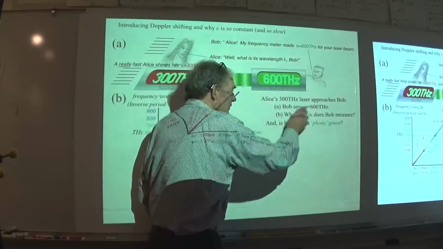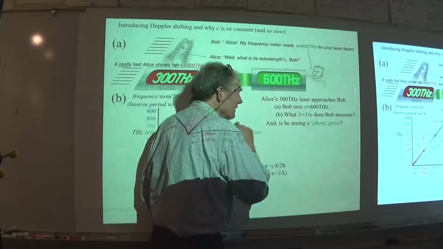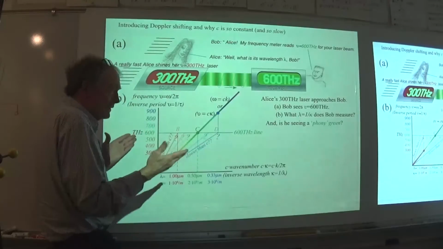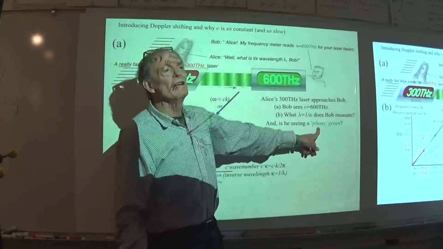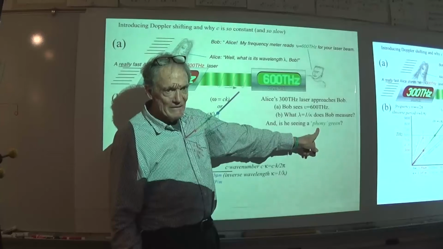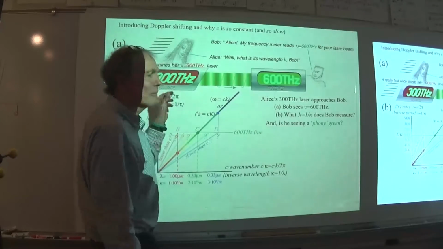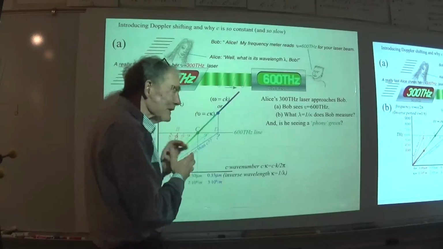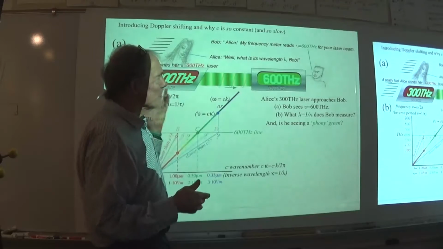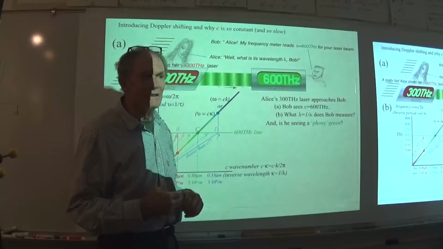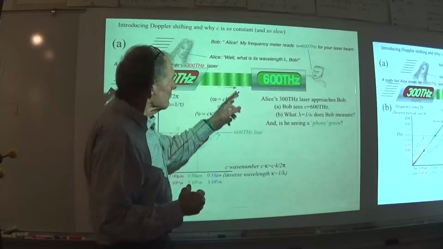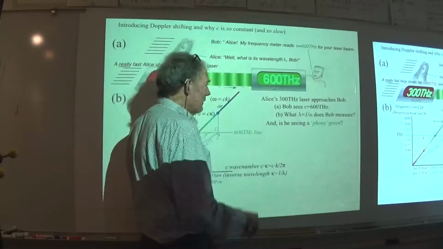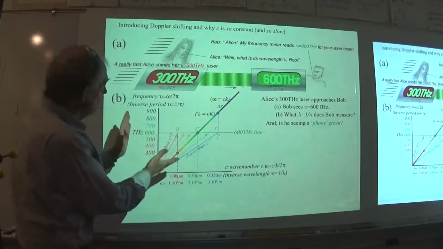So Alice approaches Bob. Bob sees 600 terahertz, and the question is, what lambda does Bob measure? And the real question that's kind of behind this philosophically is, is he seeing a phony green? This was produced by this cheap 300 terahertz laser, right? It's cheap light. Now, she happens to be moving, okay. But this is in the future where it doesn't cost you very much to go fast. So, is there something about this green that's weird? Should I get a funny reading for this? And that's what I'm plotting here.